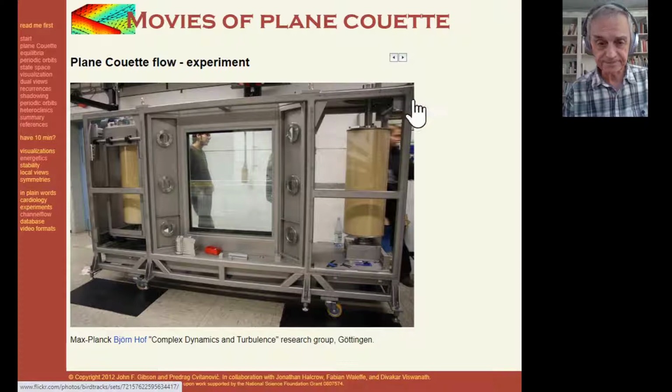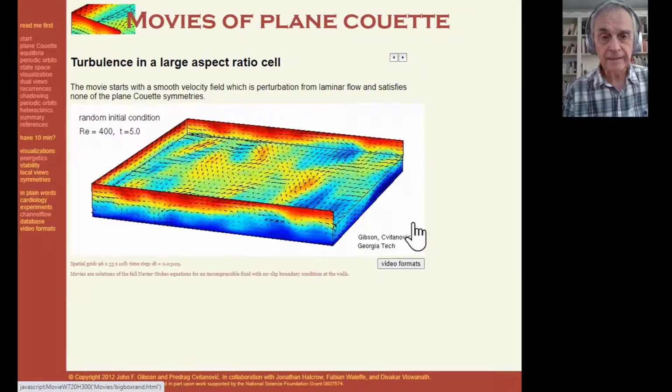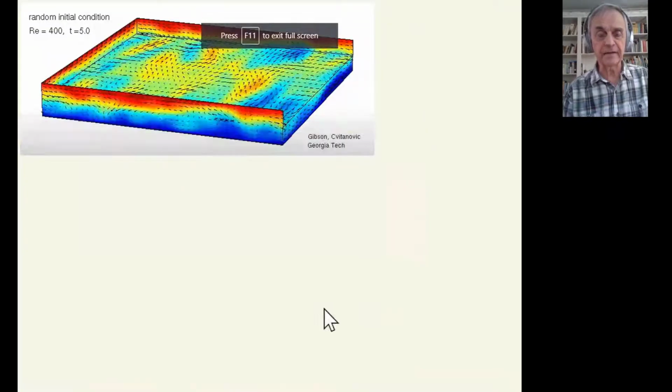So it can be measured. And you can simulate it. That's another reason why we like these flows.